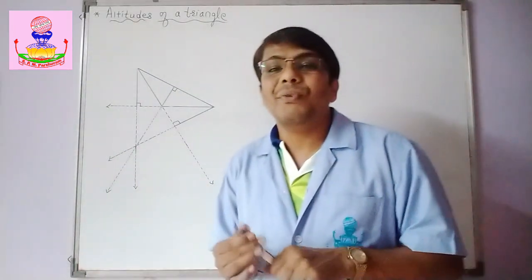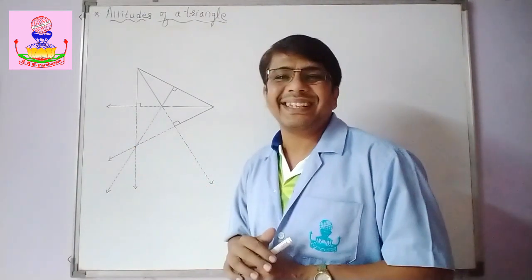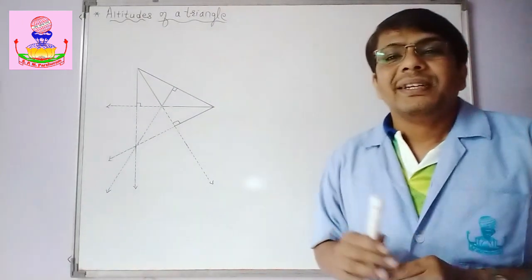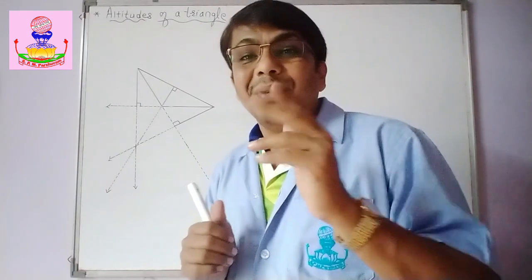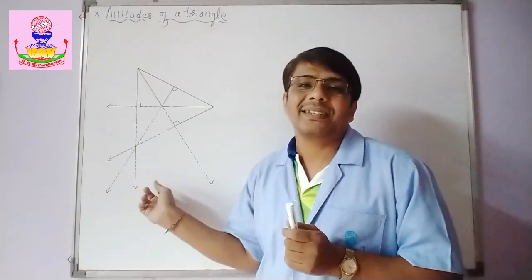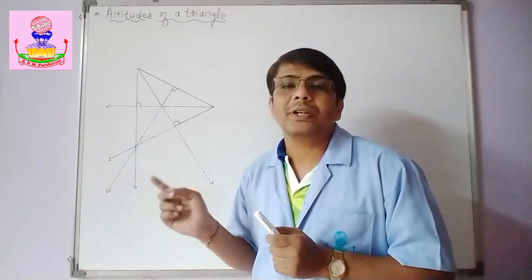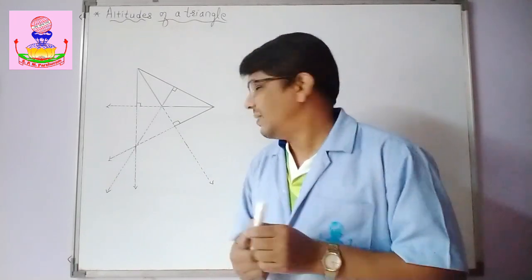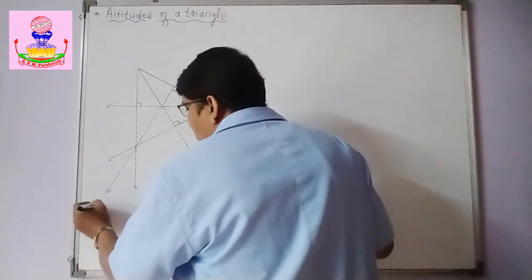You can see where the three lines meet each other in the exterior of the triangle. So where is the orthocenter? In the exterior of the obtuse angle triangle. So altitudes are concurrent, but they meet each other in the exterior of the triangle. That is, the orthocenter lies in the exterior of the obtuse angle triangle.